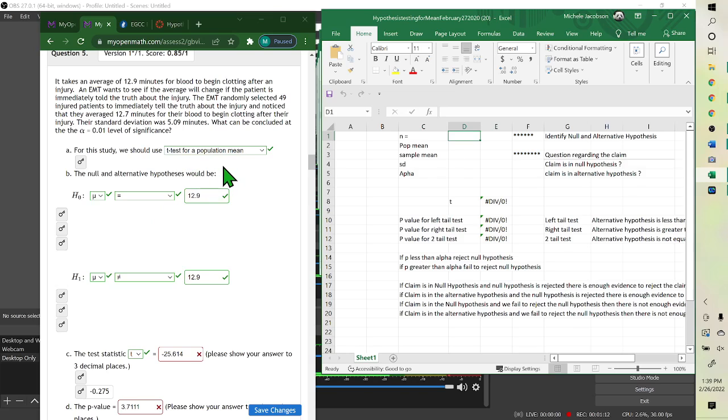So it's a t-test because the sample size is, I think it was small. Oh, sample size is pretty big, but the standard deviation comes from the sample, so you still use a t-test. And our sample size, 49. Population mean comes from the hypothesis, 12.9. The sample mean was 12.7. Standard deviation, 5.09. And we want significance level 0.01.